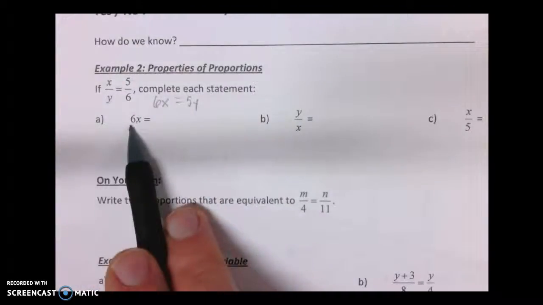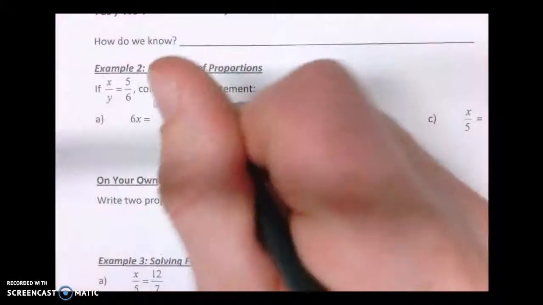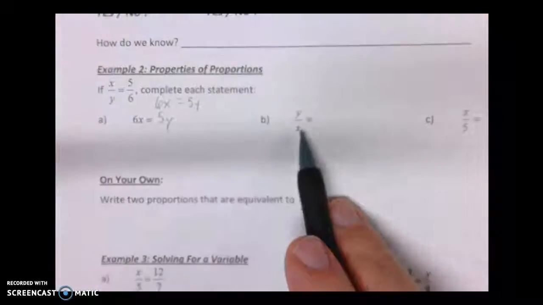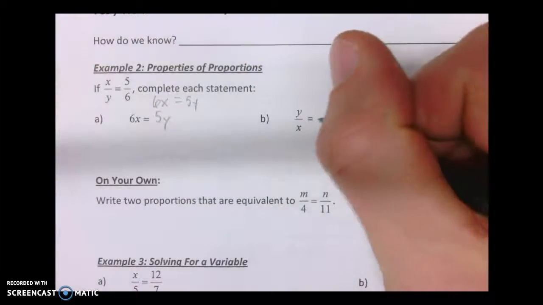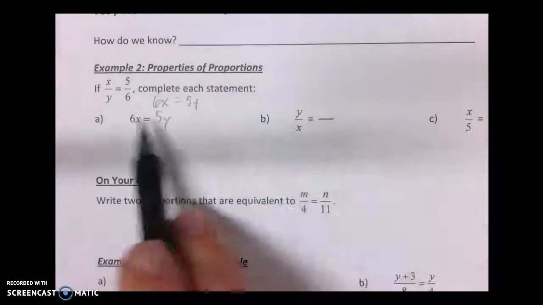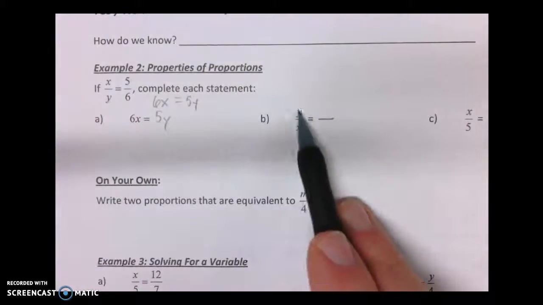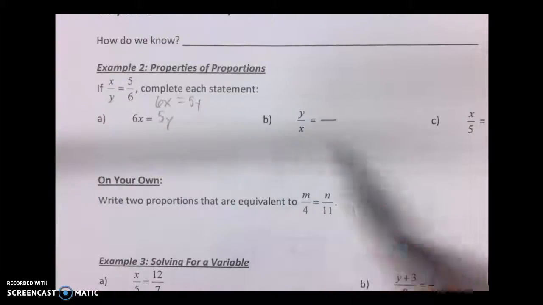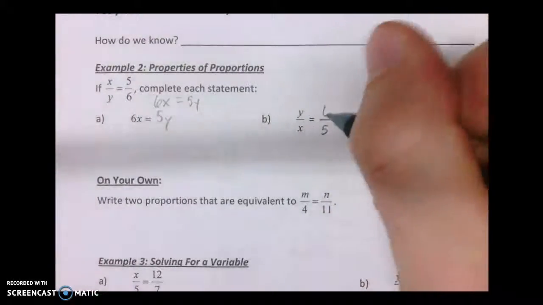Okay, so if we look at this, it says, complete each statement, 6x. Well, if we got 6x, it has to go over here. That has to be equal to 5y, because the 5 has to go with y. What if they start with y over x? What this is asking is for me to do a proportion and put a fraction here. If I look up here, the y has to go with the 5. So y, if I cross, the 5's got to go on the bottom. And if I cross here, the x has to go with the 6.